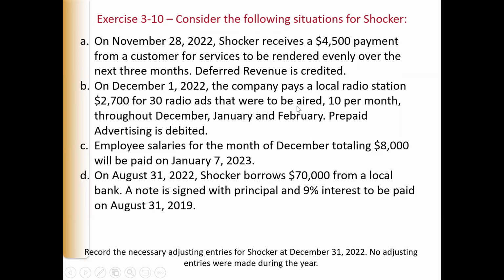So, let's look at this one. On December 28th, 2022, Shopper receives a $4,500 payment from a customer for services to be rendered evenly over the next 3 months. So on November 1st, they debited cash, they credited a deferred revenue. They were going to provide services of a third of this each month over 3 months. So 4,500 divided by three is what?